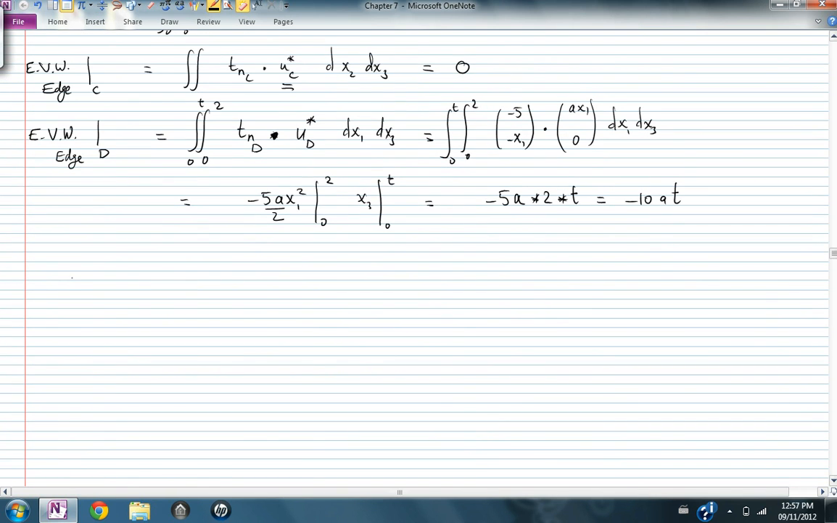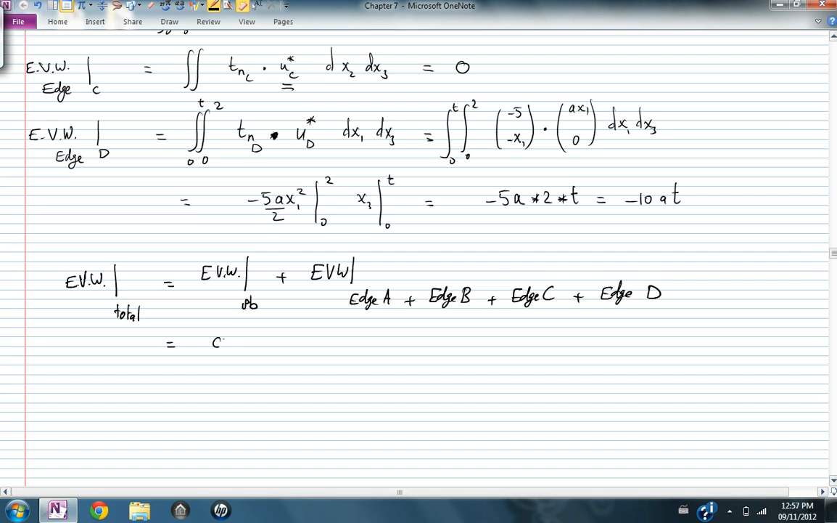And let's now compute the total external virtual work. It is equal to the external virtual work due to rho B plus the external virtual work on edge A plus edge B plus edge C plus edge D, which will be equal to 0 plus AT plus 10 AT plus 0 minus 10 AT, which will be equal to AT.